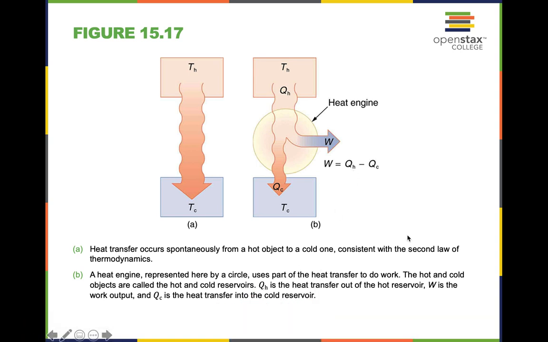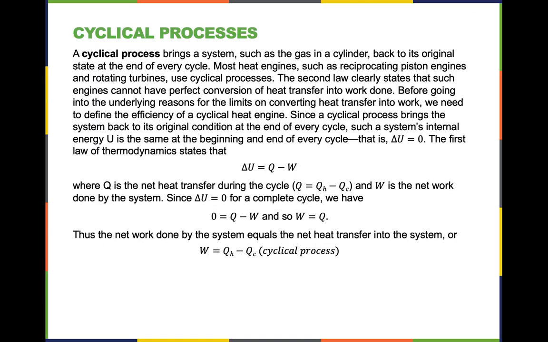The hot and cold objects are called the hot and cold reservoirs. QH is the heat transfer out of the hot one, W is the work output, and QC is the heat transfer into the cold reservoir. So a cyclical process brings a system, such as a gas in a cylinder, back to its original state at the end of every cycle. Most heat engines, such as reciprocating piston engines and rotating turbines, use cyclical processes. The second law states that such engines cannot have perfect conversion of heat transfer into work done.